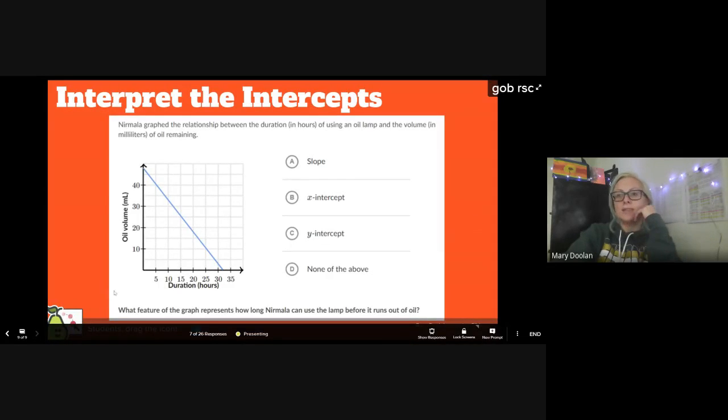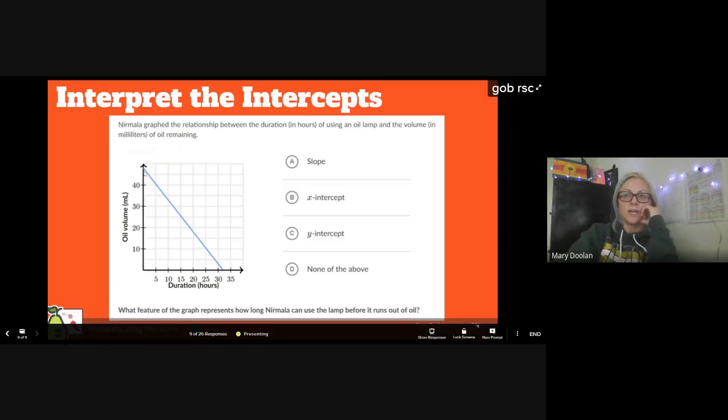But it is. The last problem you had was a drag the dot to where it goes, and not too many of you got to this one. Only 7 of you responded. Okay. Nirmala graphed the relationship between the duration in hours of using an oil lamp, and the volume in milliliters of oil remaining.